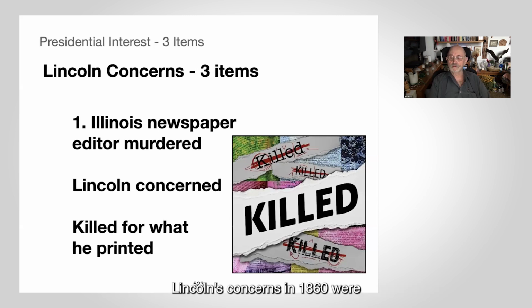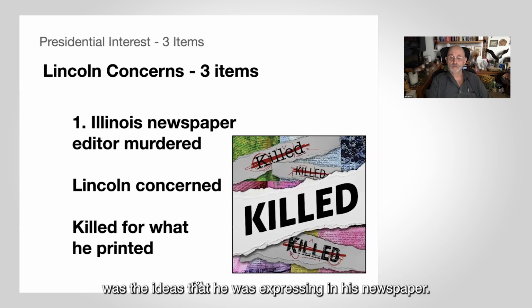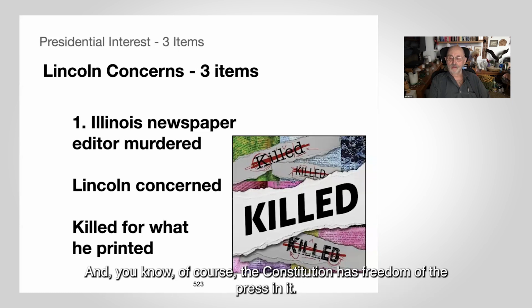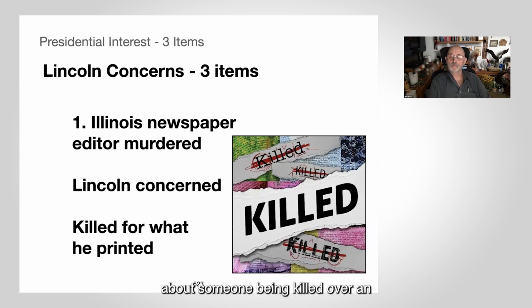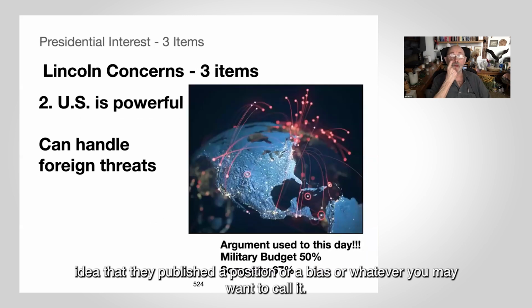Lincoln's concerns in 1860 were, first, an editor of an Illinois newspaper had been killed, and the reason he was killed by a mob was the ideas that he was expressing in his newspaper. He was killed for what he printed. And, of course, the Constitution has freedom of the press in it. So Lincoln was very concerned about someone being killed over an idea that they published, a position or a bias or whatever you may want to call it.